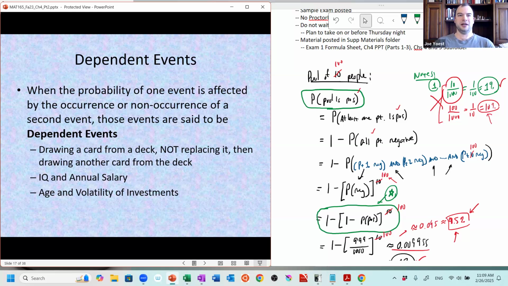Like when I'm drawing a poker hand, right? I pick the first card and then I pick a second card from the deck. Those are not independent events. Since I didn't replace that first card, if I draw a card and I get the king of clubs, well, certainly I cannot draw the king of clubs anymore on the second draw. I didn't put it back. That's not in there anymore.